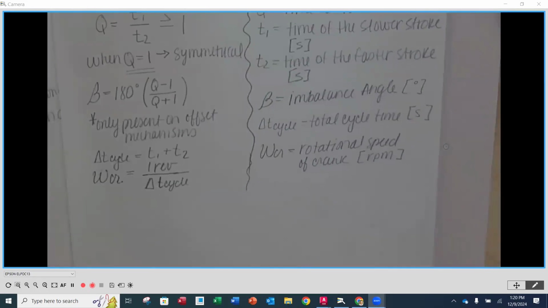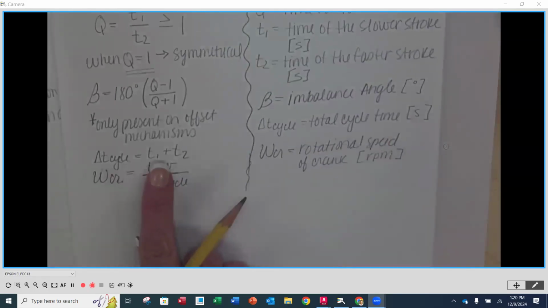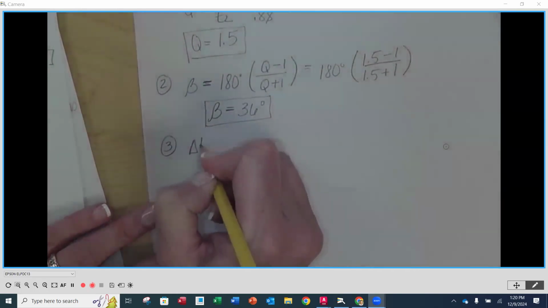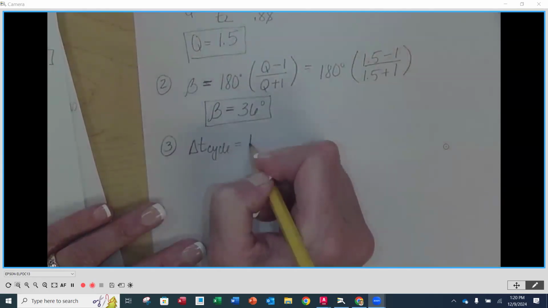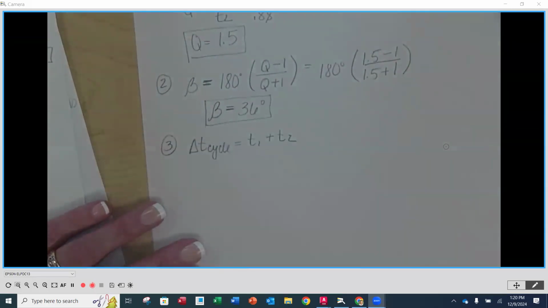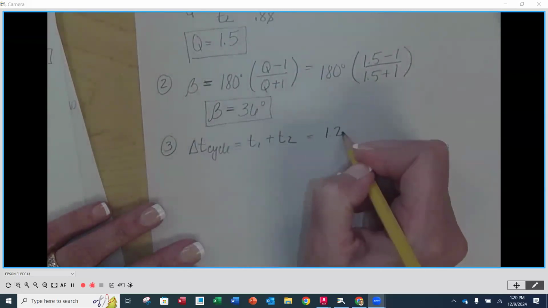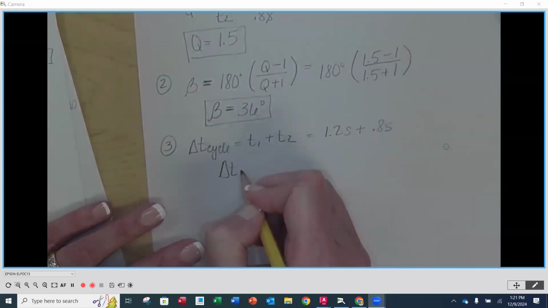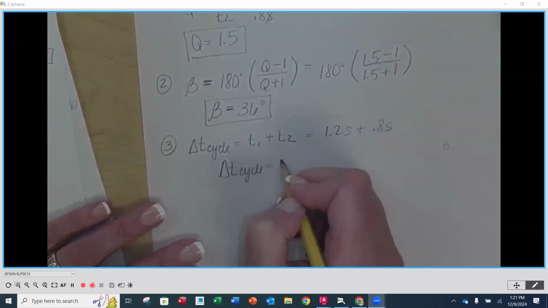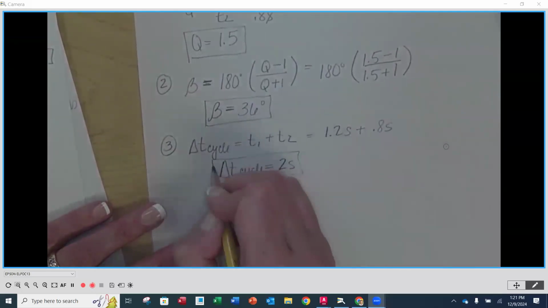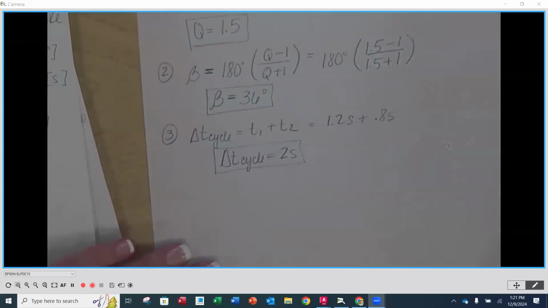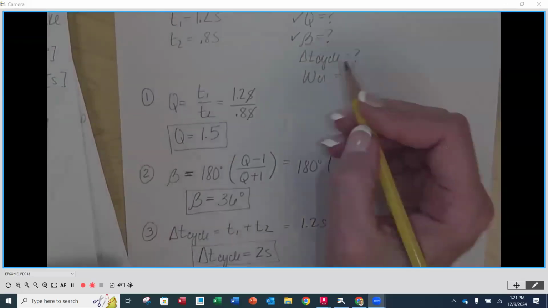So if we look back at our equation sheet, to calculate total cycle time, we just take T1 plus T2. Easy peasy. So number 3 is going to be delta T cycle is equal to T1 plus T2. Okay. So that's going to equal 1.2 seconds plus 0.8 seconds. So our delta T cycle should equal 2 seconds, right? Right. So we've got our total time.